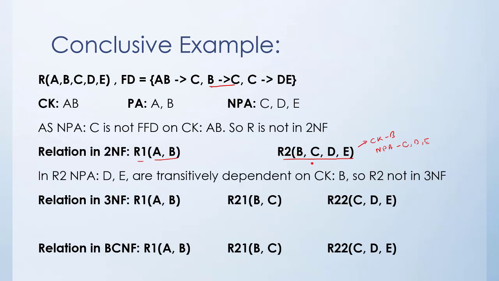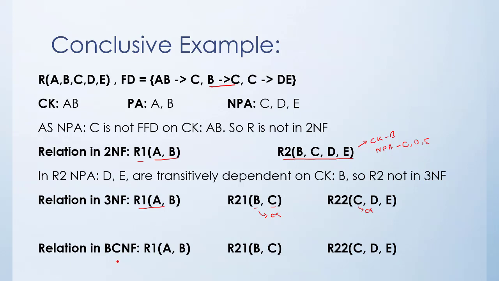So we need to decompose R2 into its BCNF form. How can we decompose it? Obviously R1 will be there. Then R2 is decomposed into R21, where we take the candidate key and the non-prime attribute which is directly dependent on the candidate key. So we get B and C. Now take the functional dependency which is causing the problem, that is C determines DE, and we put that into another relation R22. Here C will be my candidate key, and in R21 B will be my candidate key.